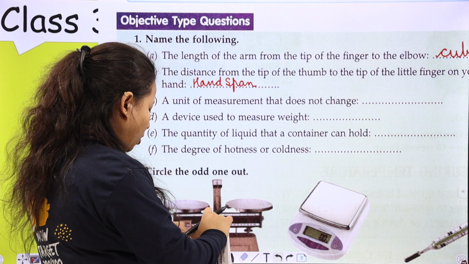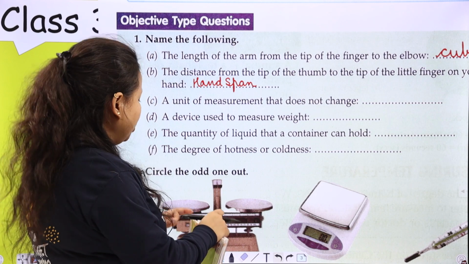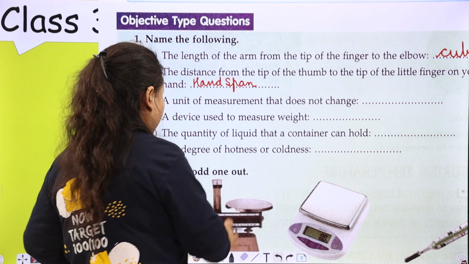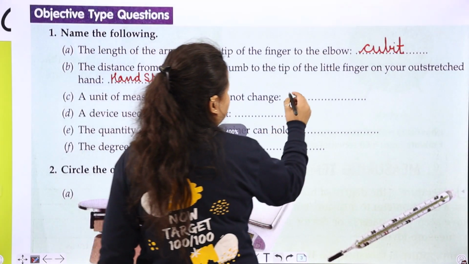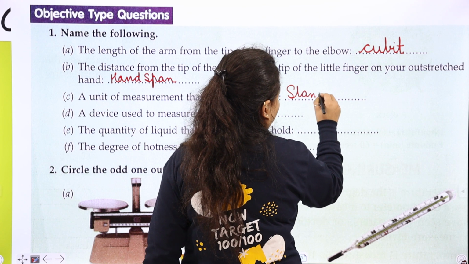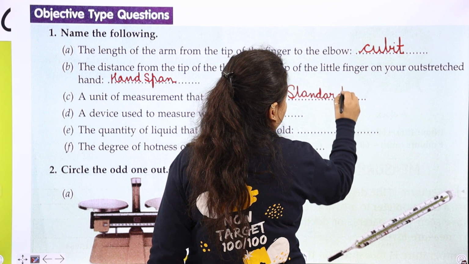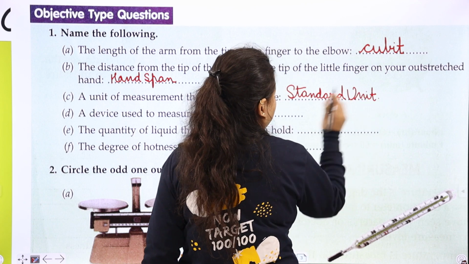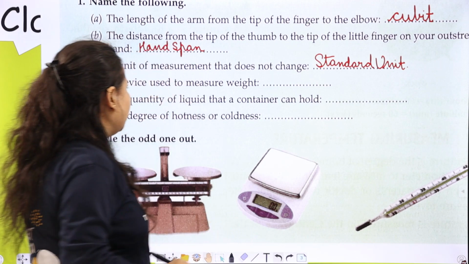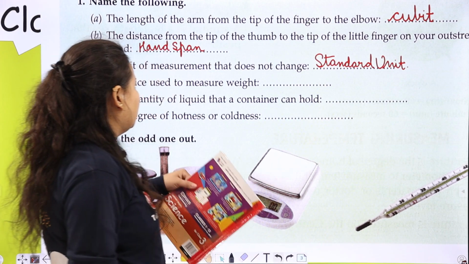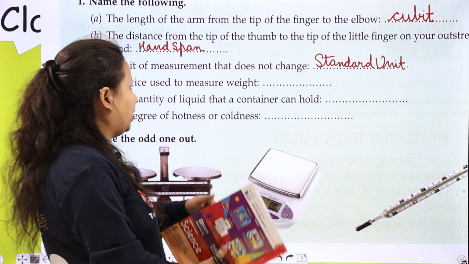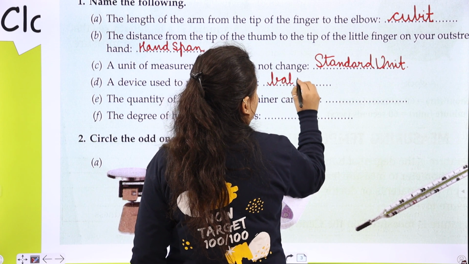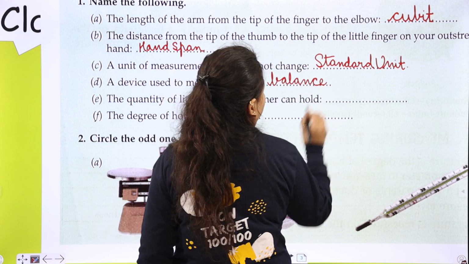Now number 3 is a unit of measurement that does not change. So standard unit. The answer is standard unit. And the one that changes is non-standard unit. A device used to measure weight. Which device is used to measure weight? Balance, common balance, electronic balance.